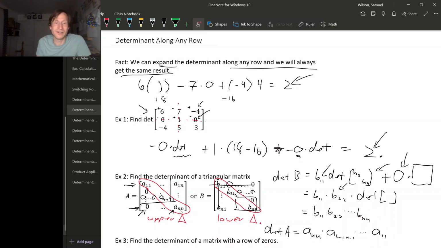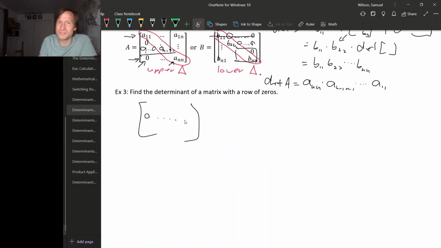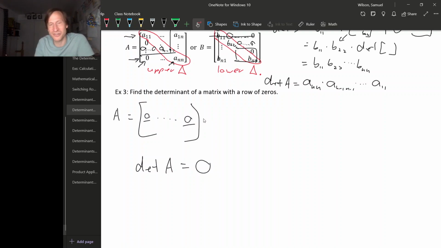One last result here is, let's find the determinant of a matrix with a row of zeros. Well, it doesn't matter where that row of zeros is. So here's our matrix with the row of zeros. If you expand across the row that is all zeros, you just get 0 for the determinant because every term in the expansion starts with 0 times something else. So it's all 0.